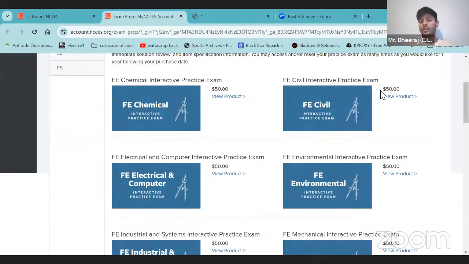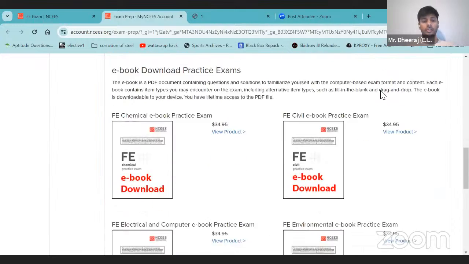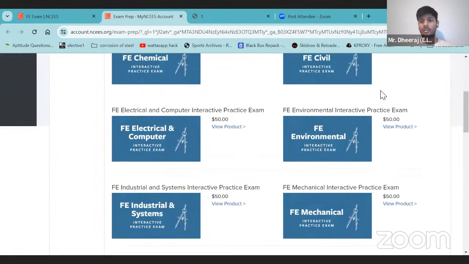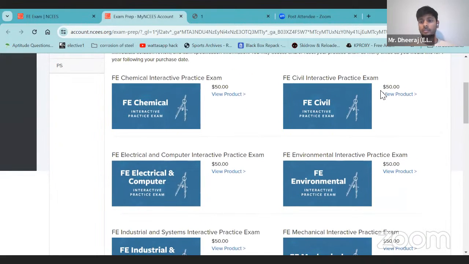If you find it a bit expensive, and you have 3-4 friends preparing simultaneously with you, you can split it among yourselves and buy it. But buying this paper is really important. If you go down, you will have one for $34 or $35, and this is an interactive exam which is $50. Try to buy this paper and solve completely all the 110 questions in it.